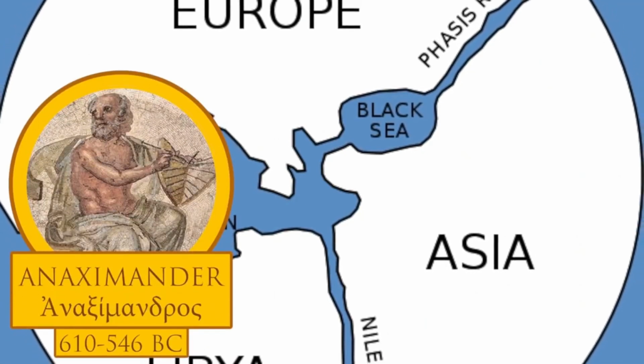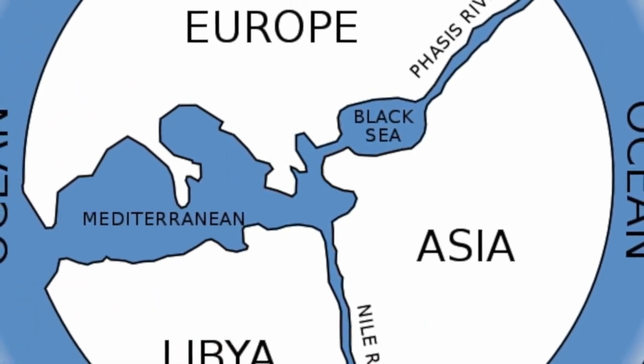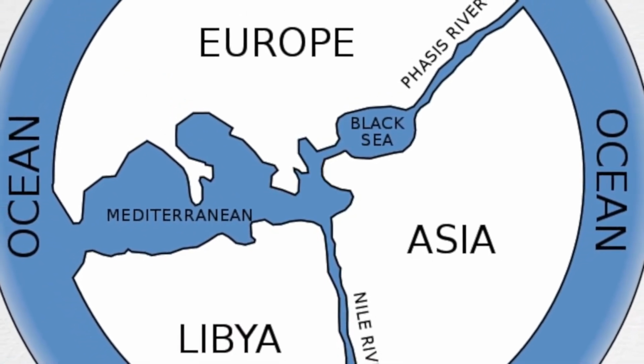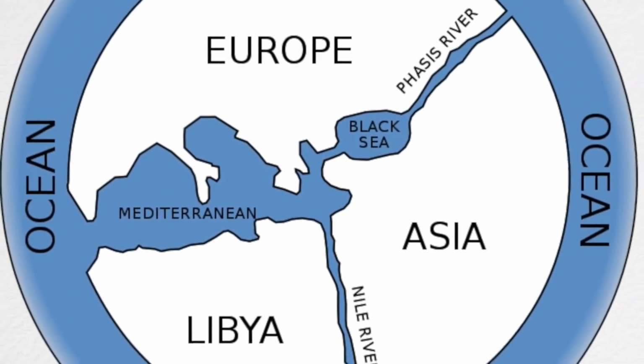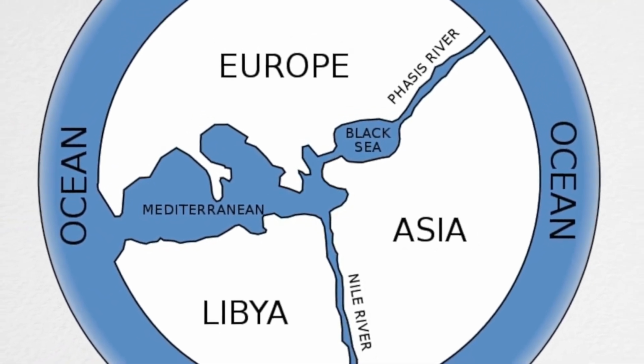Anaximander, a philosopher from the 6th century BC, is credited as having made one of the first maps of the world. Anaximander, however, did believe the world to be centered on the Aegean Sea, surrounded by the ocean on all sides, and that this all rested atop a large column.